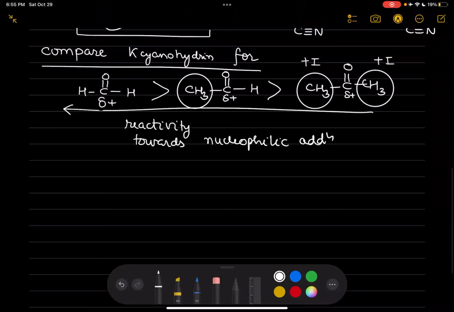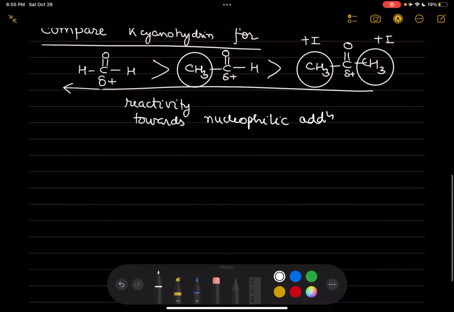Now let me start with another thing. Can you compare the rate of cyanohydrin formation on benzaldehyde and acetaldehyde? So it will be more for acetaldehyde. Yes, it is more for acetaldehyde.